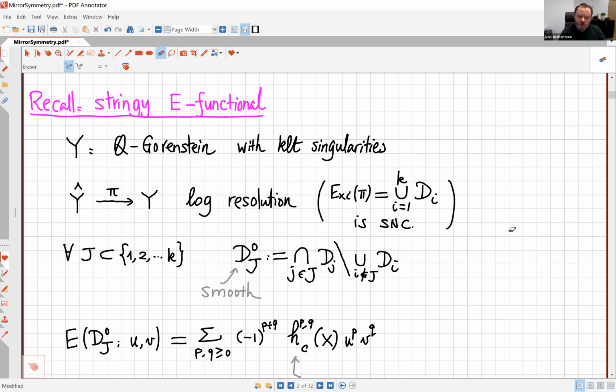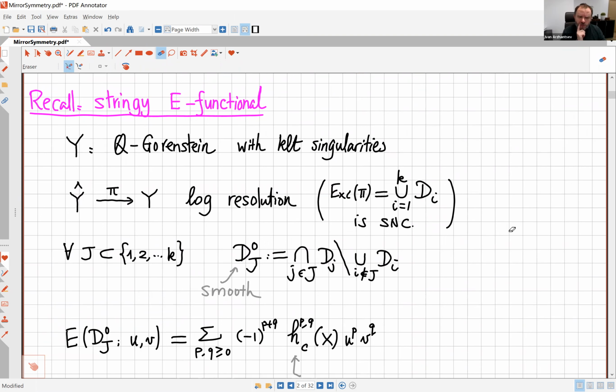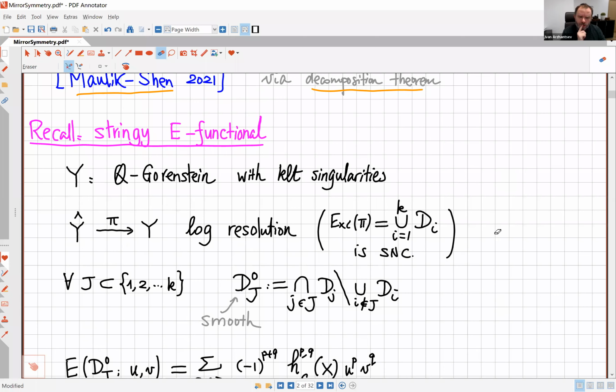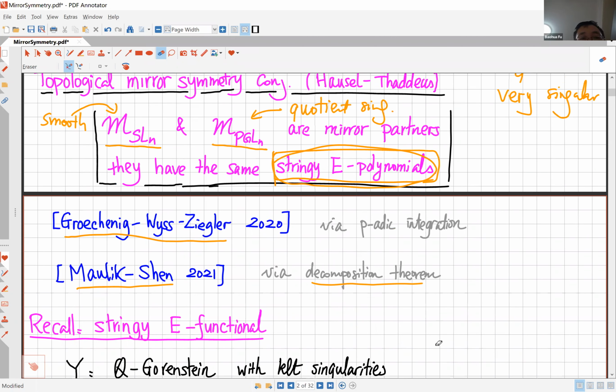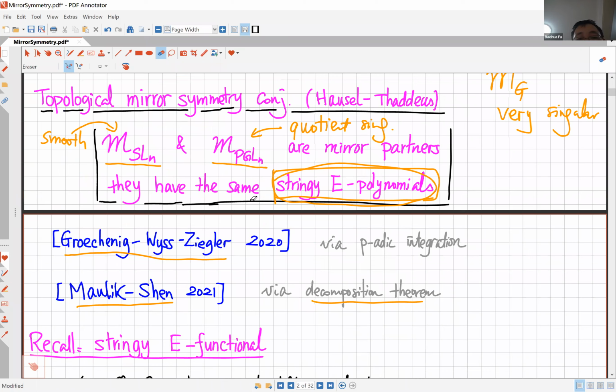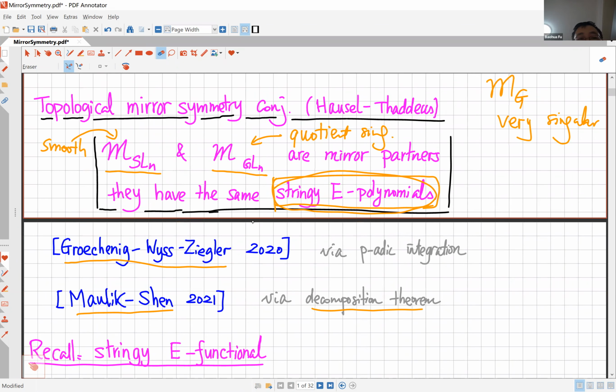Maybe I may ask you a question. What was proved in these two papers you mentioned? These two papers, they proved precisely what result? This conjecture. So these two moduli spaces have the same stringy E polynomial. So this is a definition of mirror partners. Yes, I should say they are mirror partners in the following sense, in the sense that they have the same stringy E polynomial. Okay, I see. Thank you.